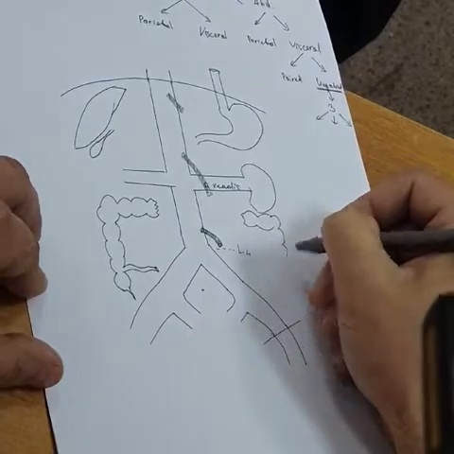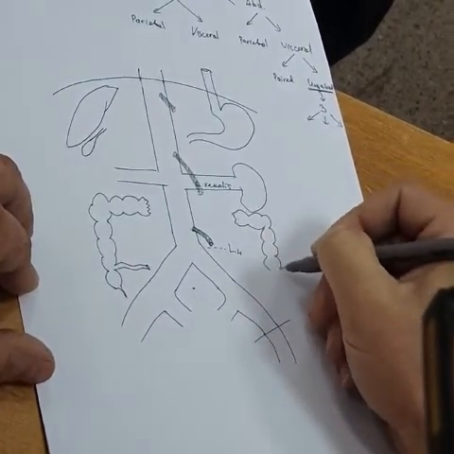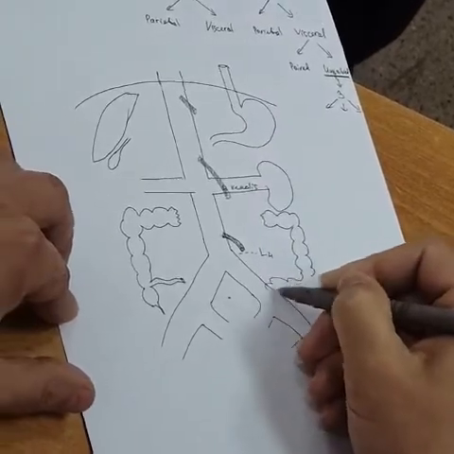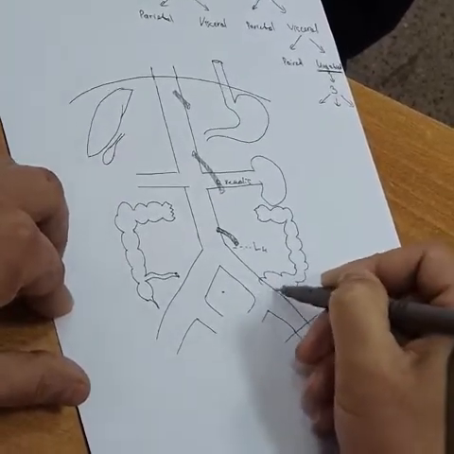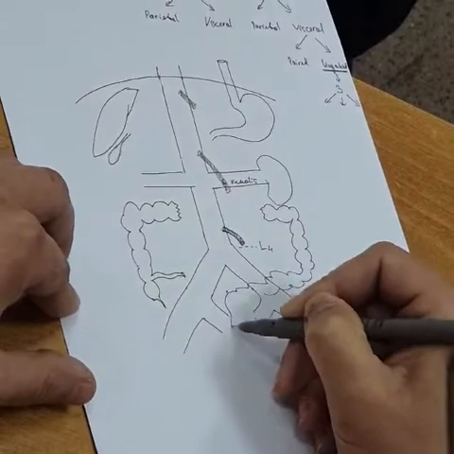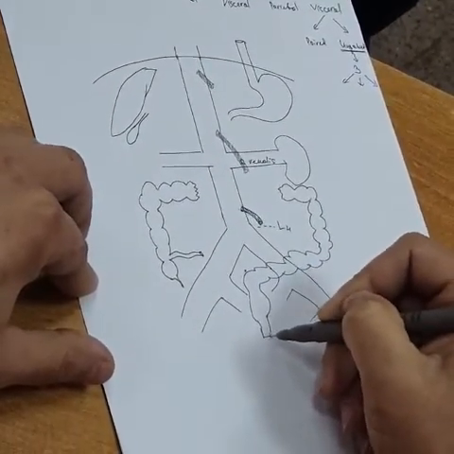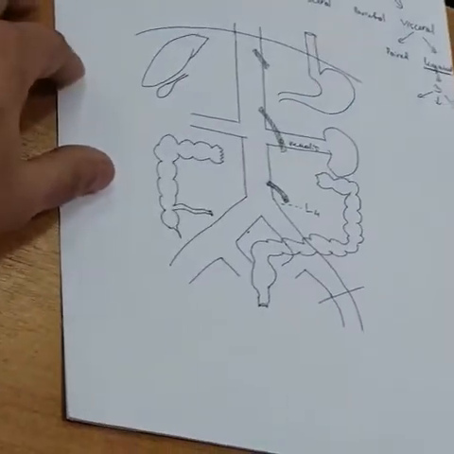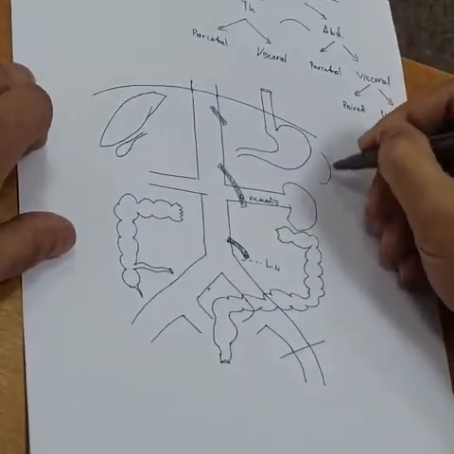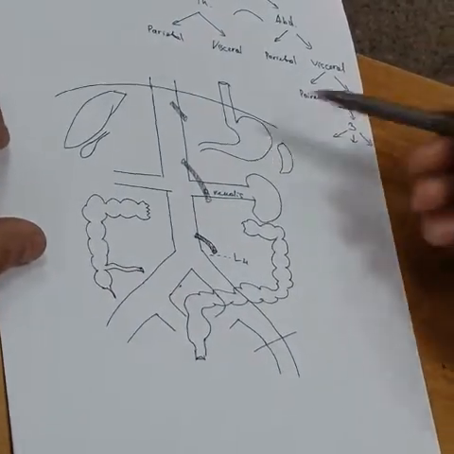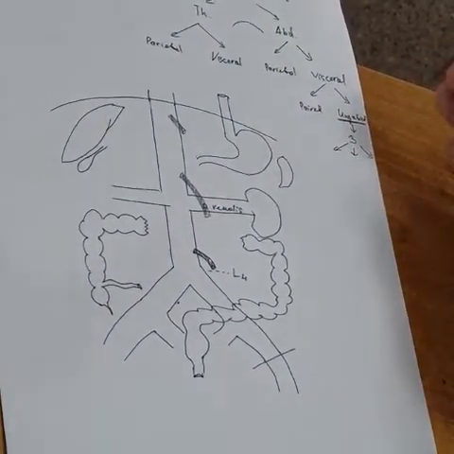Transverse colon continues into descending colon. Descending, what is next? Sigmoid colon. And finally is rectum. Well, on this side is spleen. And pancreas is behind the spleen, behind the stomach, under this.